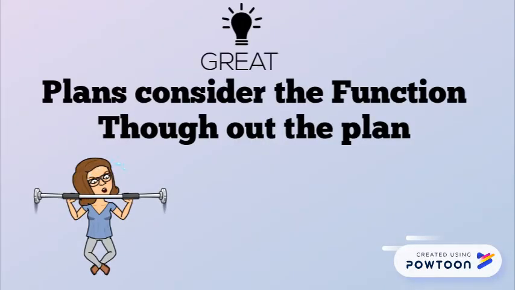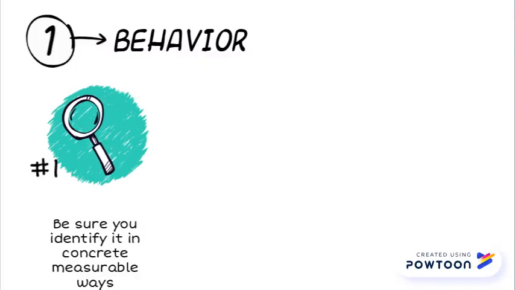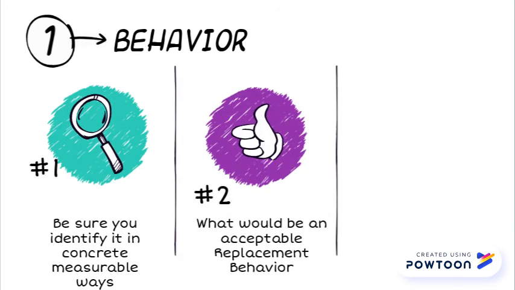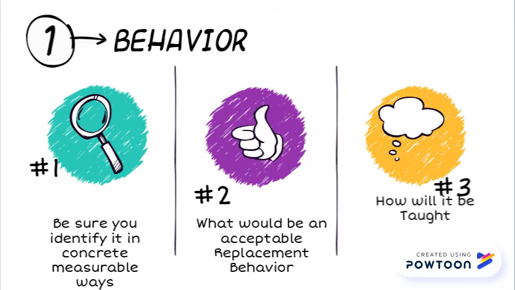So now we are ready to build the behavior plan. Strong behavior plans are based on the function for the behavior and are designed not to change the function, but to use it in a way in which we teach replacement behavior. So let's begin. Once you've identified the behavior in concrete, measurable terms, the individualized behavior plan would be based on teaching acceptable replacement behavior for the identified problematic behavior.